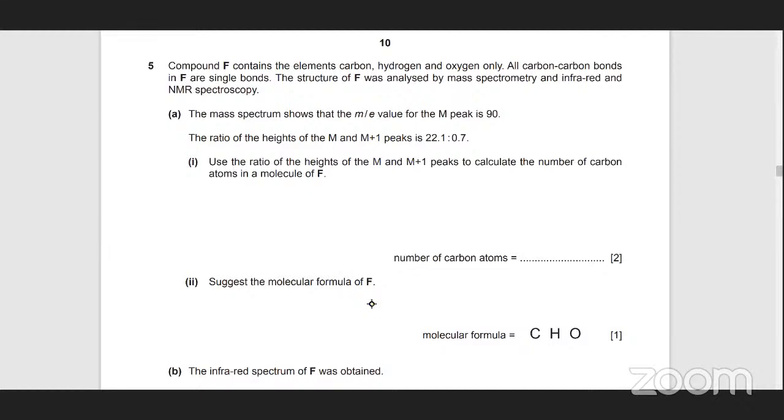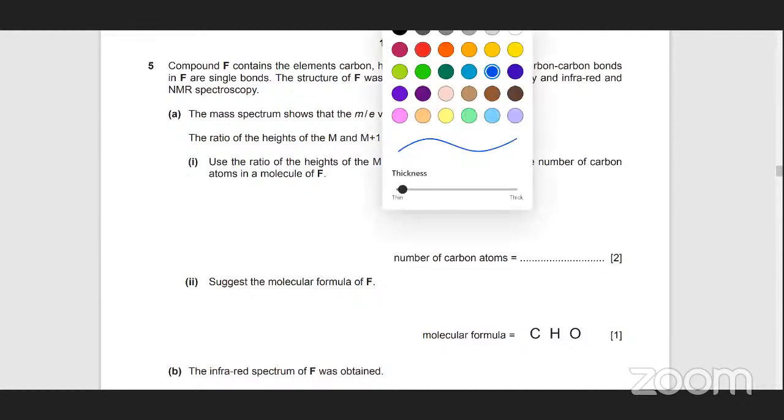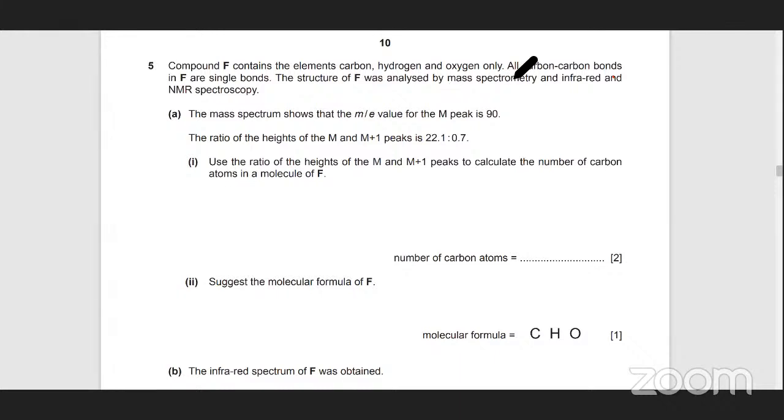So question 5 is, okay, this compound F contains elements carbon, hydrogen and oxygen only, ठीक है, तो बस it's CxHyOz, ठीक है, we don't know how many carbons, how many hydrogens, how many oxygens. And what's given is that all carbon bonds in F are single bonds. तो इसका मतलब है it is saturated. So they're all single bonds. ठीक है, that's another thing.